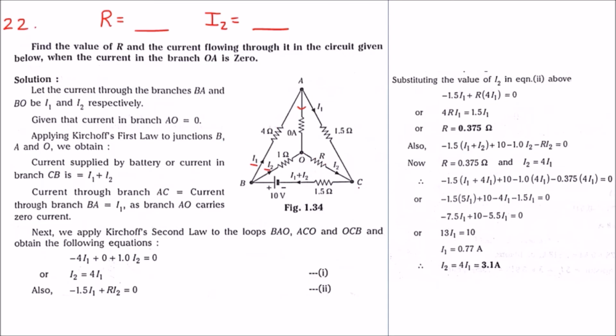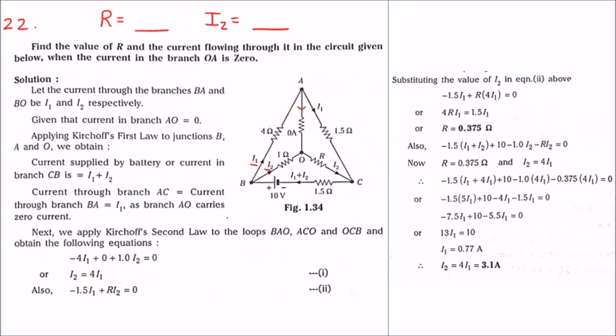From CB the current is I1 plus I2. It will split into I1 in branch BA and I2 in branch BO. As there is no current flowing from A to O, the I1 will flow to branch AC, and again O to C will be I2, and the summation goes to branch CB. So this is applying Kirchhoff's first law to all the nodes.